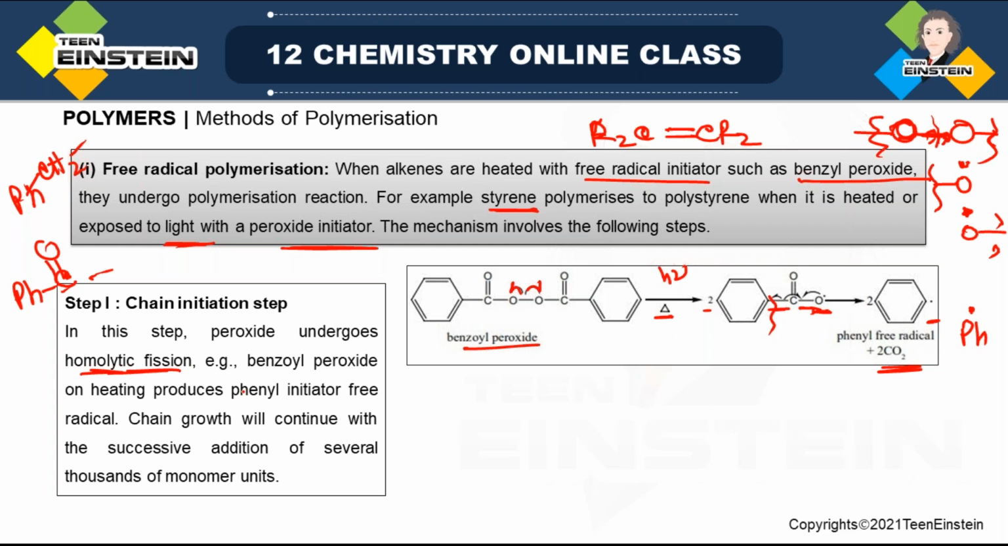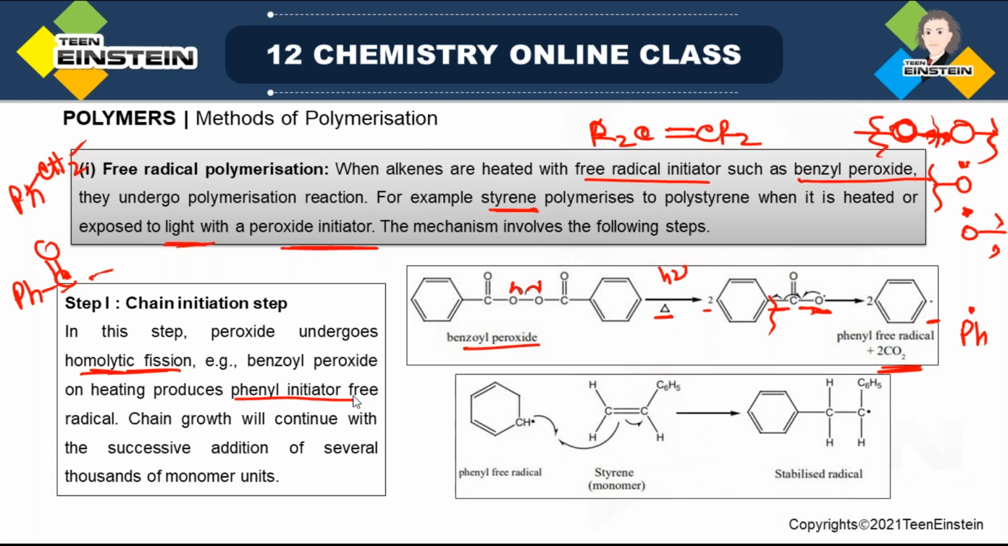Now this Ph dot, which is the phenyl initiator free radical, will attack the styrene molecule, which is C double bond C, then Ph. So this carbon is the part through which this Ph will be attached. Now if you are thinking why it is not attacking the other carbon, it will only attack this left hand side carbon. Suppose this is 1, this is 2. So the phenyl radical will attack carbon number 1, because then the single odd electron, C dot, will be generated just next to Ph.